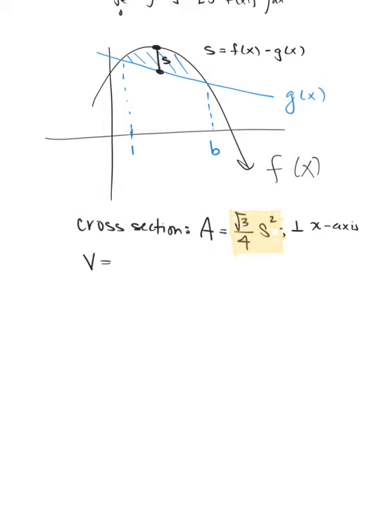And then we're going to take what we have for S and we're going to replace it, right? And that will give us our volume formula for cross sections. So we would have root 3 over 4, which is our scalar. And then we're going to integrate from 1 to b. So from 1 to b. And then S, which is f of x minus g of x, and then squared. And then that would be it, right?